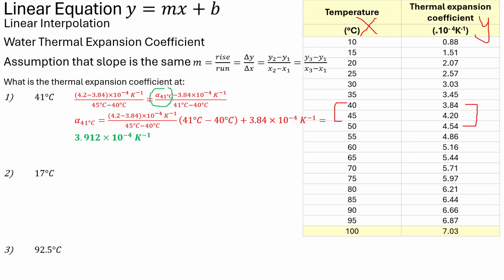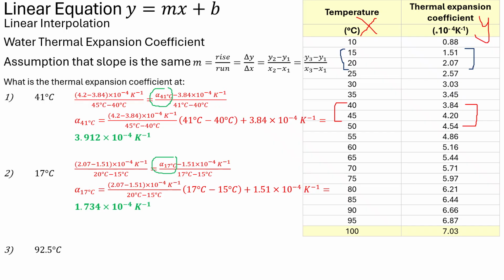So 17 degrees Celsius, which properties would we want to look at? So 17 degrees Celsius is somewhere between 15 and 20 degrees Celsius. So I would use 1.51 and 2.07. So there's 20 and 15 degrees Celsius, the corresponding thermal expansion coefficients. And then similarly, we're solving for thermal expansion at 17 degrees Celsius. We rearrange and we could solve, we got 1.734 times 10 to the negative 4, and that's in between those two values.